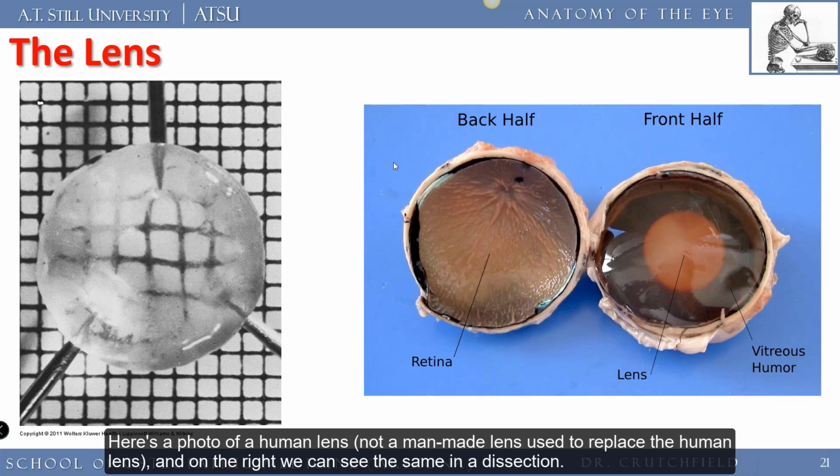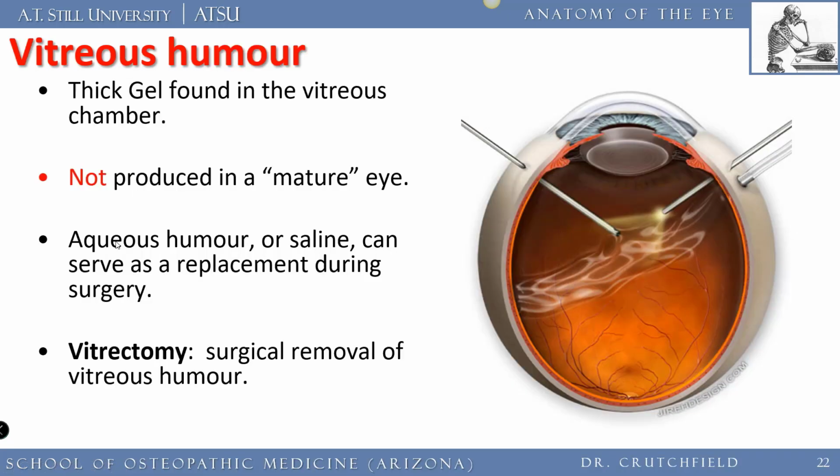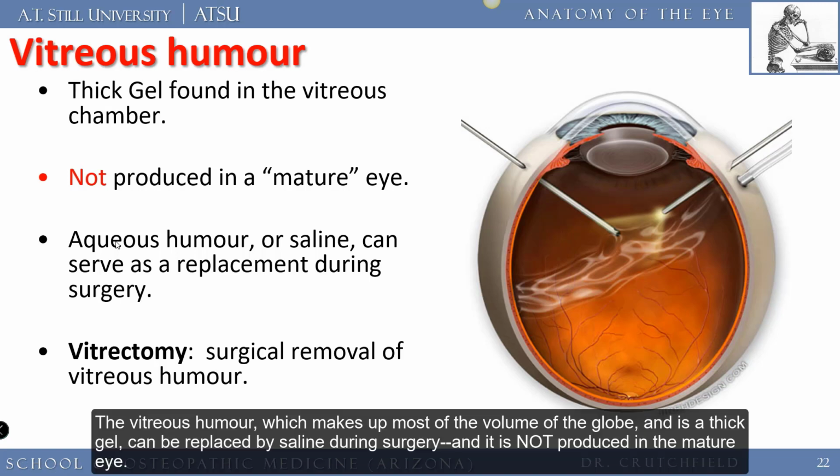Here's a picture of a human lens, not a man-made lens, which is often used to replace the human lens. And on the right, we can see dissection of this. The vitreous humor, which you saw, which makes up most of the volume of the globe and is a thick gel, can be replaced by saline during surgery, and it's not produced in a mature eye.